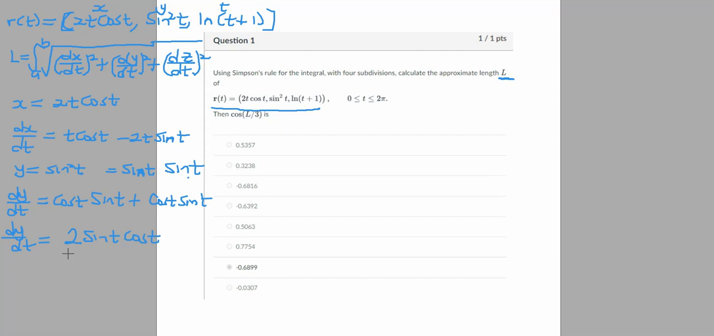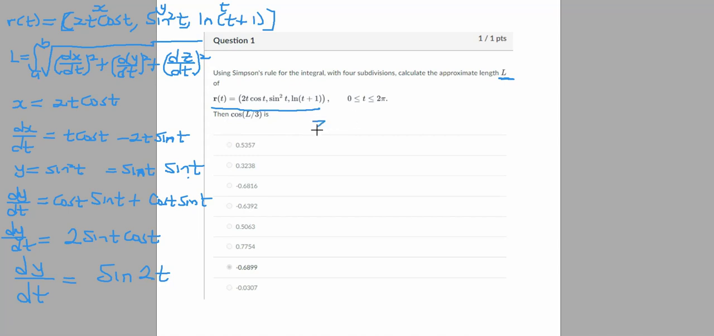And in trig, we know that 2 sin theta cos theta is equals to sin 2 theta. So we can use that to replace this. That means our 2 sin t cos t is sin 2t. So that means our dy/dt is equals to sin 2t. So from there, also we need to find our z.